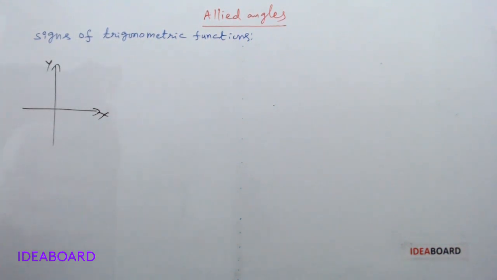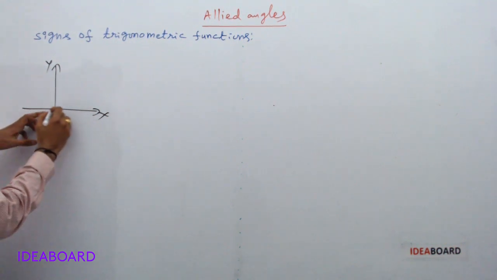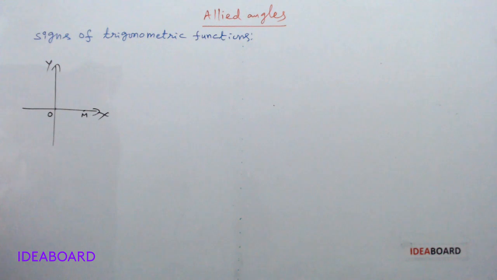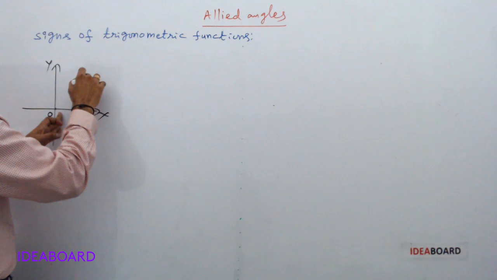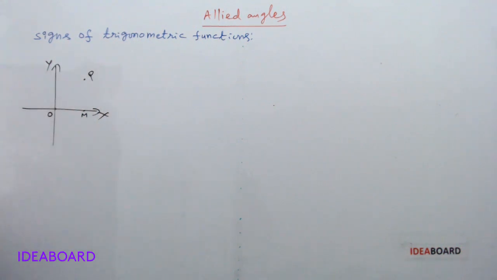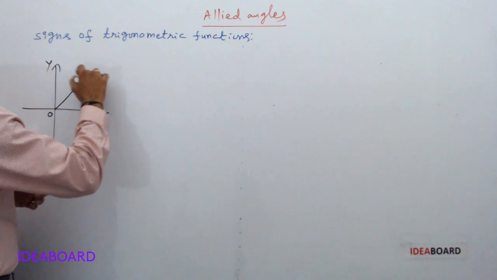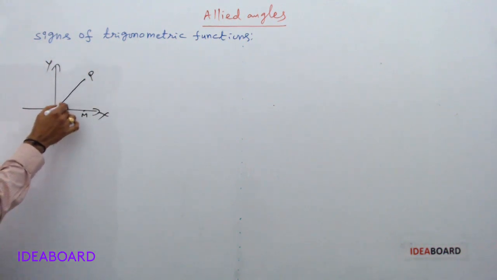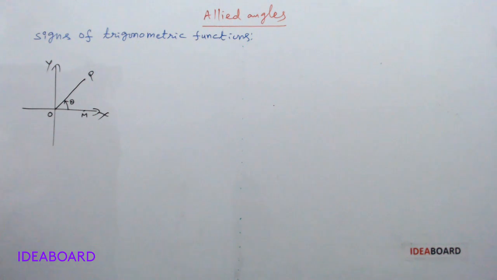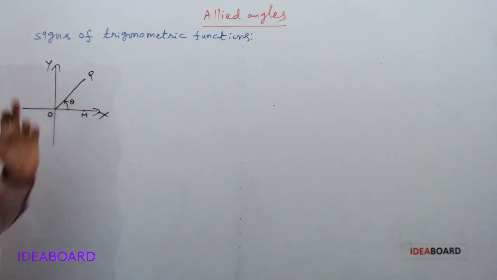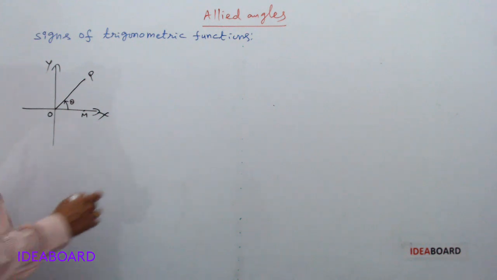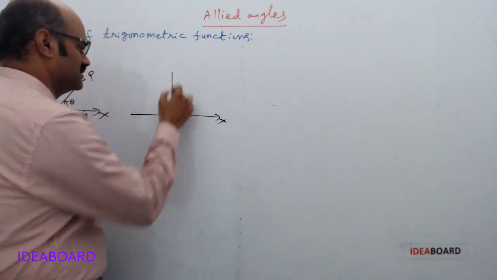Let me take the revolving line. This is the point O here. Let the revolving line start from OX, move to the position, and rotate through an angle theta. Here, this is an angle theta. If you identify here, the point P lies in the first quadrant. This is one case.